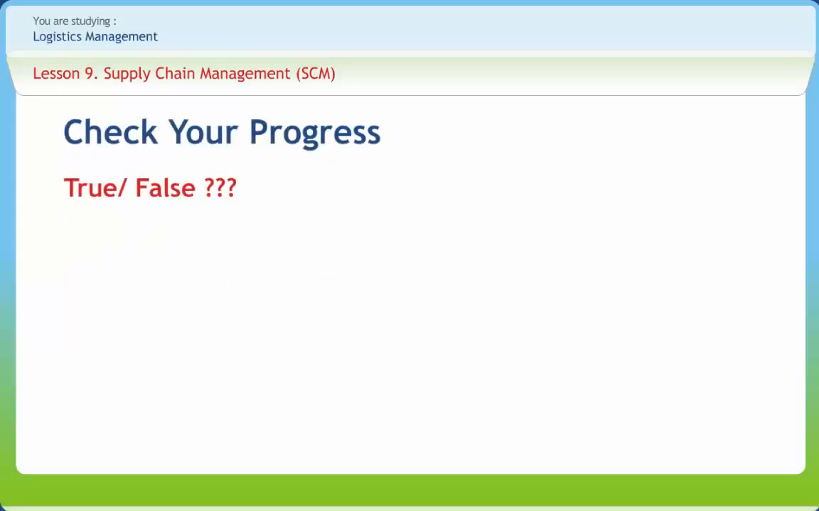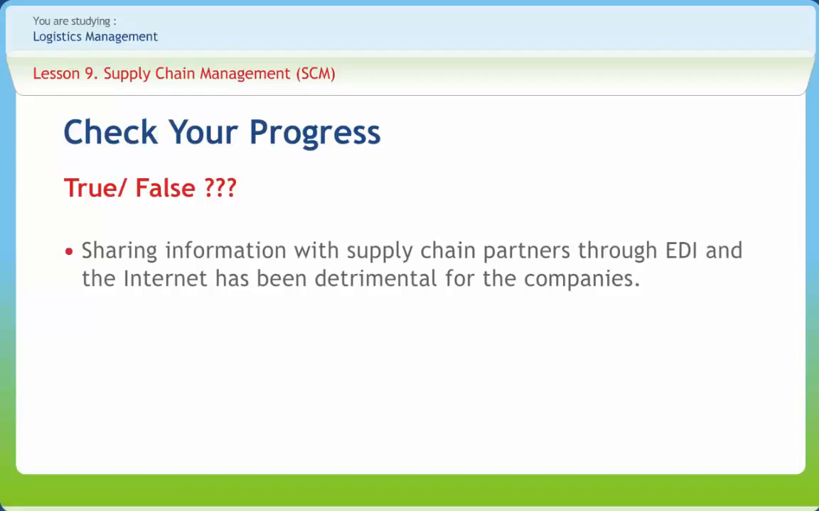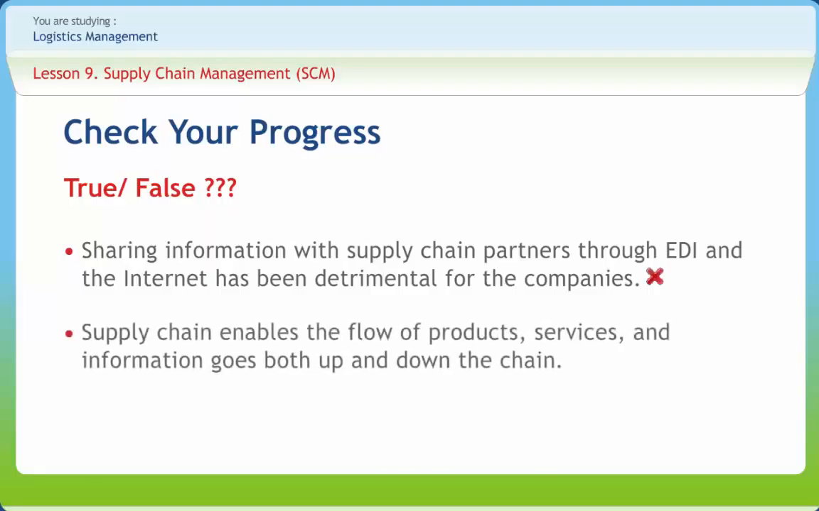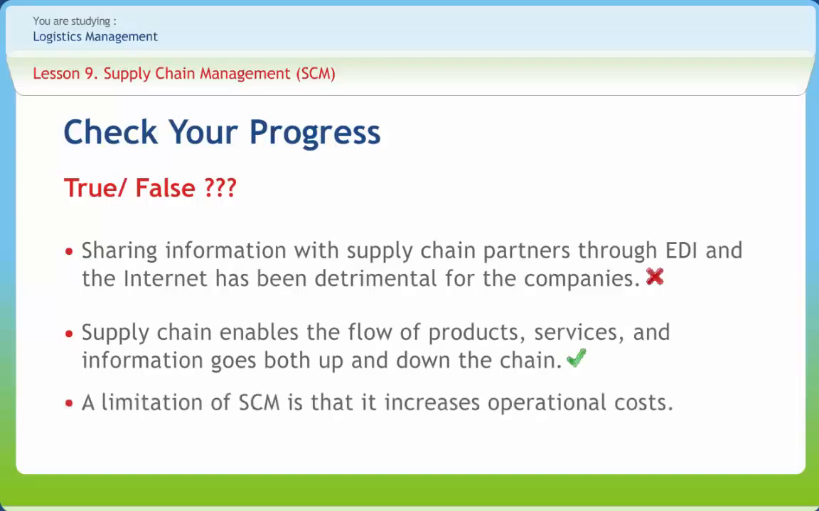Let us check our progress now. There are 3 sentences and we have to tell if each one is true or false. Sharing information with supply chain partners through EDI and the internet has been detrimental for companies. True or false? False. Supply chain enables the flow of products, services, and information both up and down the chain. True or false? True.